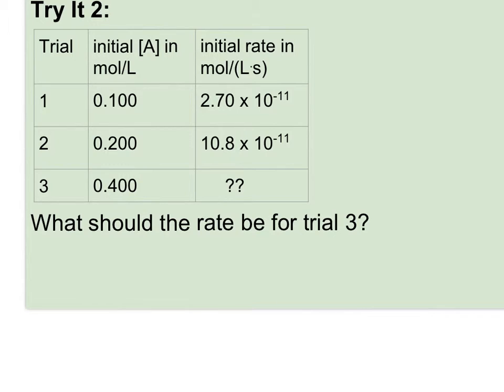So between trials 2 and 3, I've doubled my concentration again, so I could expect that this should quadruple again. So if I go ahead and take that times 4, I expect a 4-fold increase, and I would come up with 43.2 times 10 to the minus 11th as the predicted rate when my concentration goes up to 0.4.